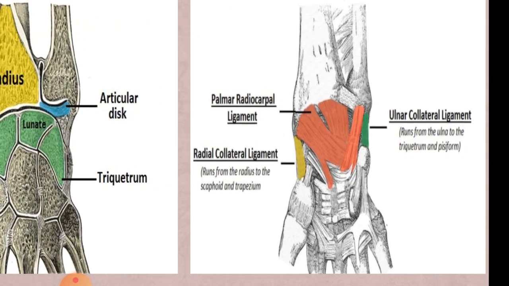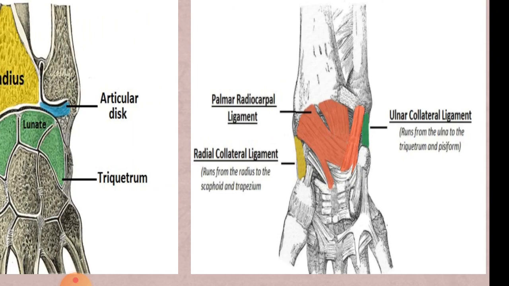Next, we have the ligaments that are providing the strength to the wrist joint, and these ligaments can be on the palmar aspect, and they will be on the dorsal aspect as well. So you have the ulnar collateral ligament, the palmar radiocarpal ligament, and the radial collateral ligament. So you have the collateral ligaments and the palmar radiocarpal ligaments.